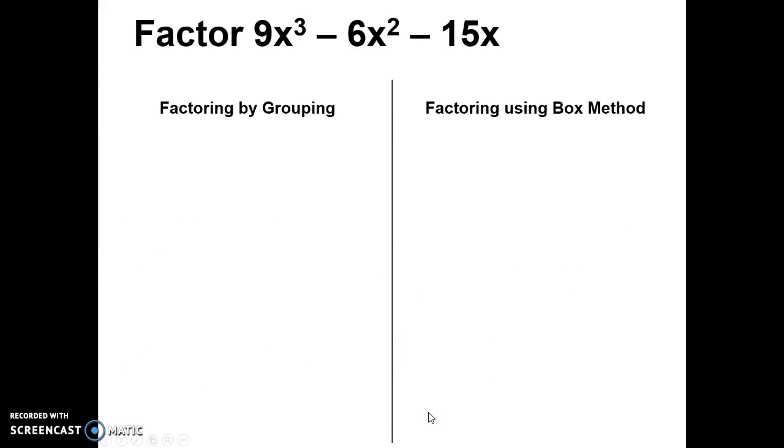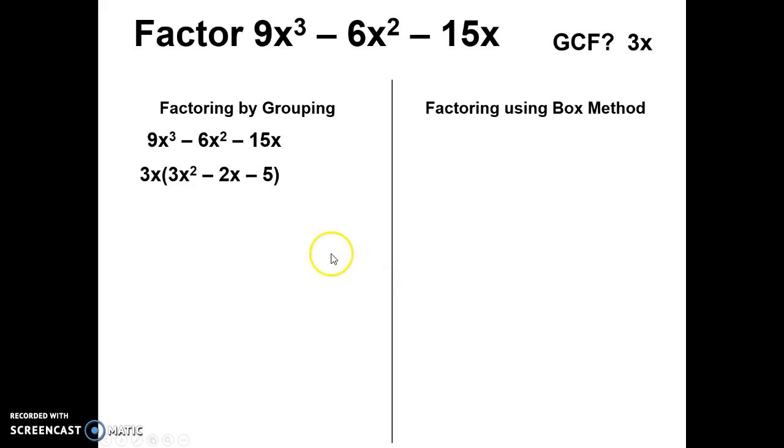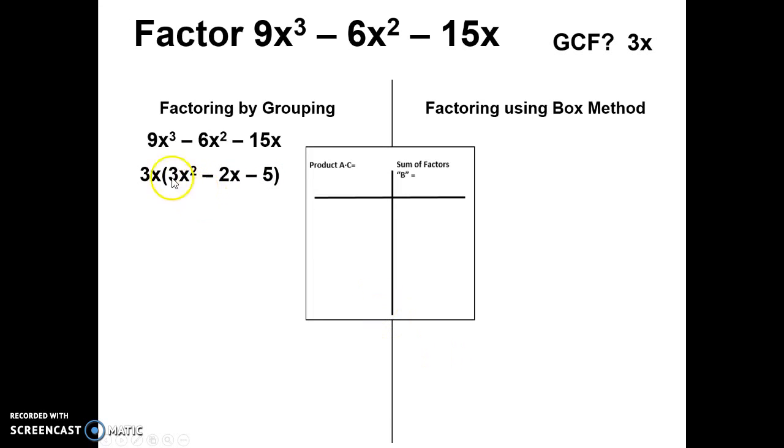Let's do another one. Is there a GCF? Yes. And it's not just 3. Look at those variables. They all have x's in them. Take the x to the smallest power. It's going to be 3x. Factor out your 3x. The trinomial inside is what we're going to factor. My a times c, 3 times negative 5, is negative 15. My b is negative 2. I'm looking for factors of negative 15 that add up to negative 2. There we go.